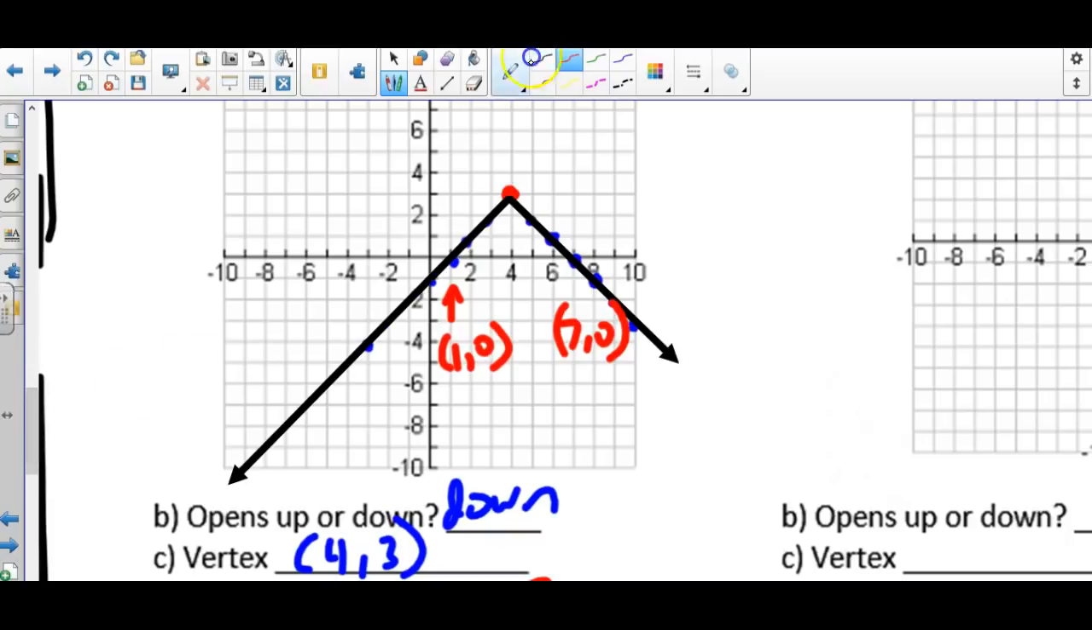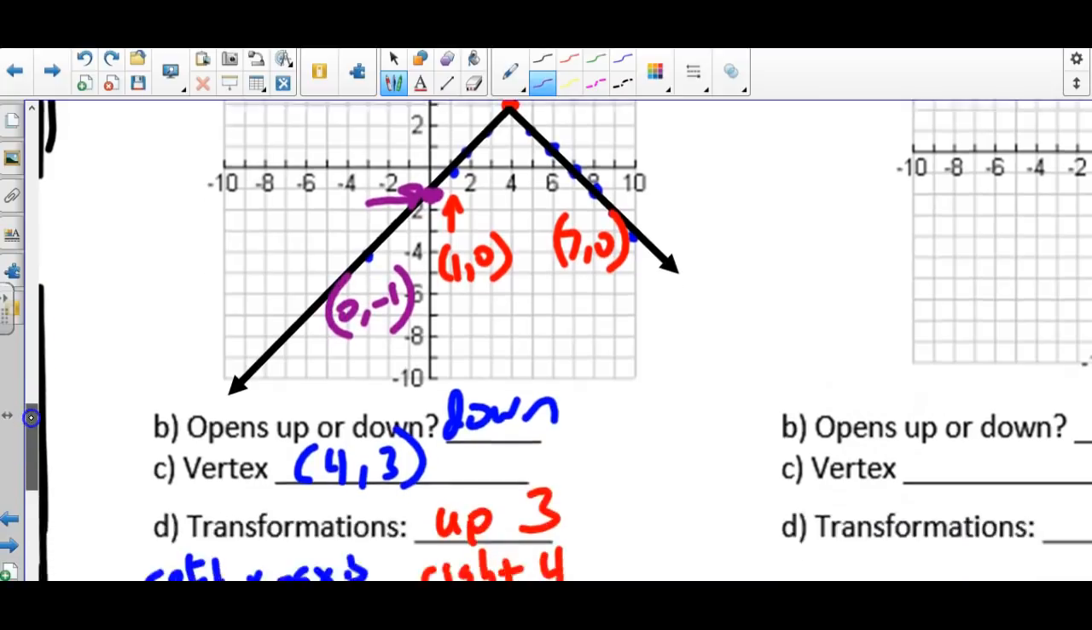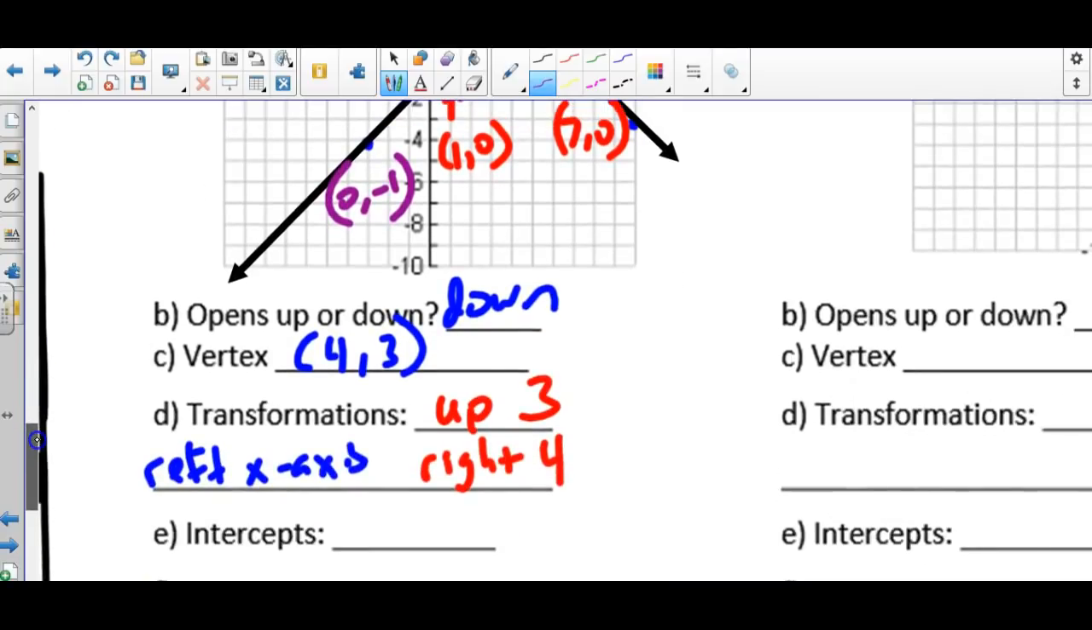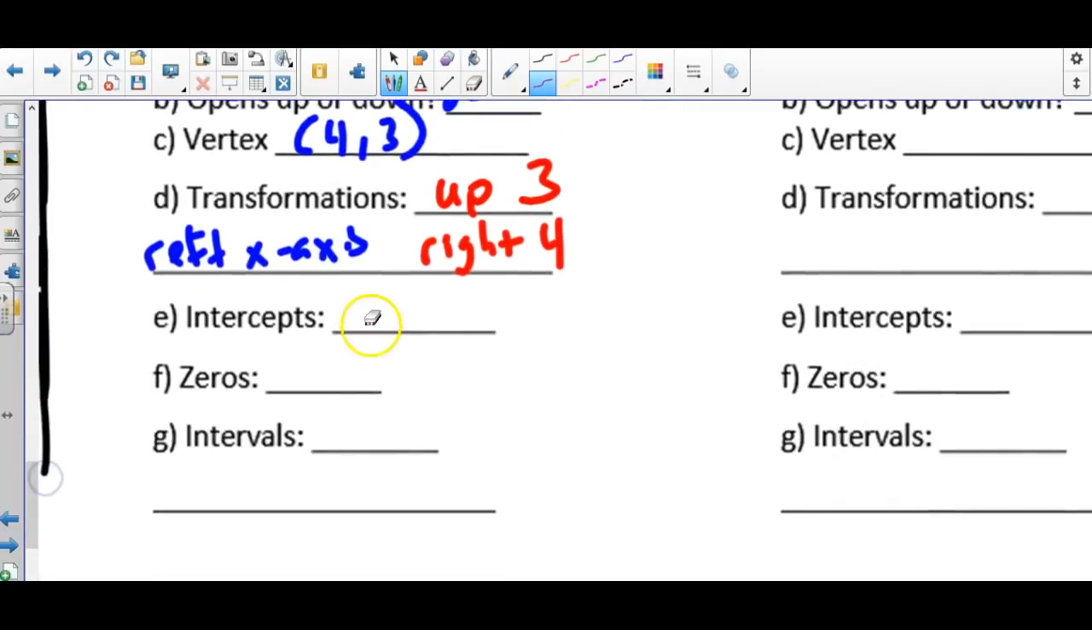We also can see the y-intercept right here. Let me change colors. Here's the y-intercept, right here, and that point is 0, -1. So we can see all our intercepts right here. That's pretty cool: 1, 0; 7, 0; 0, -1. This is your y-intercept. Those are your x-intercepts.